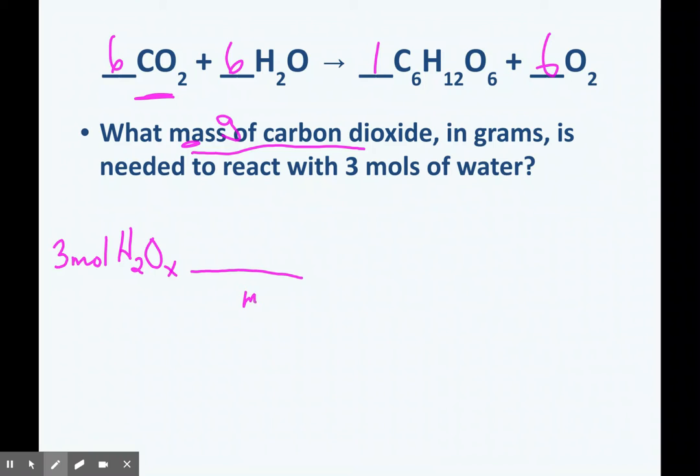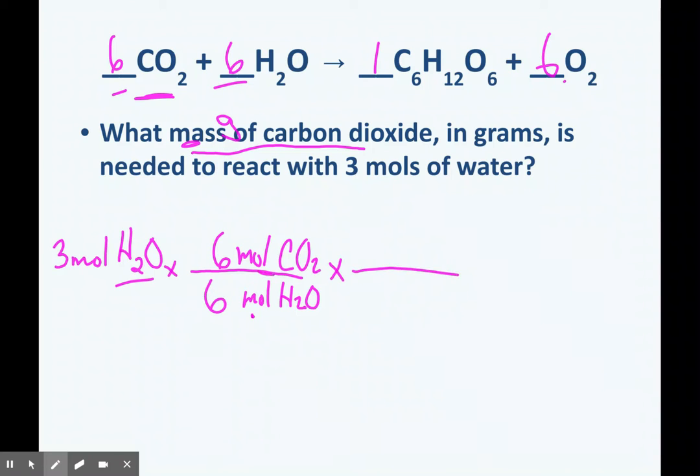So moles of water go on bottom because that's what we have here. And now since we have moles of something on bottom, we can go to moles of our other substance, so carbon dioxide, and this is a 6. And where's my water? 6 there.